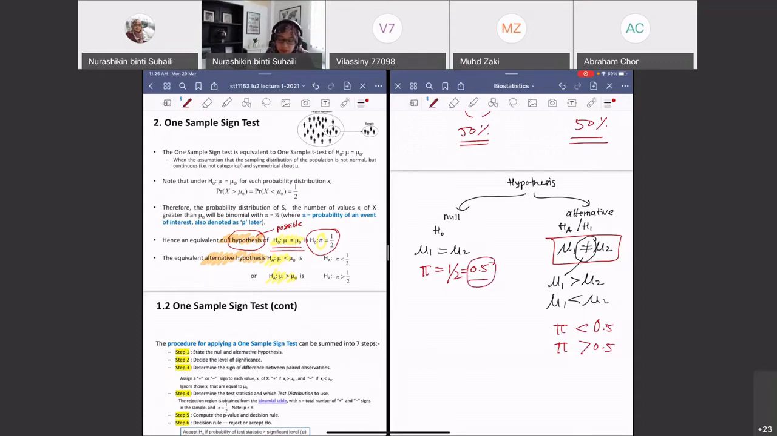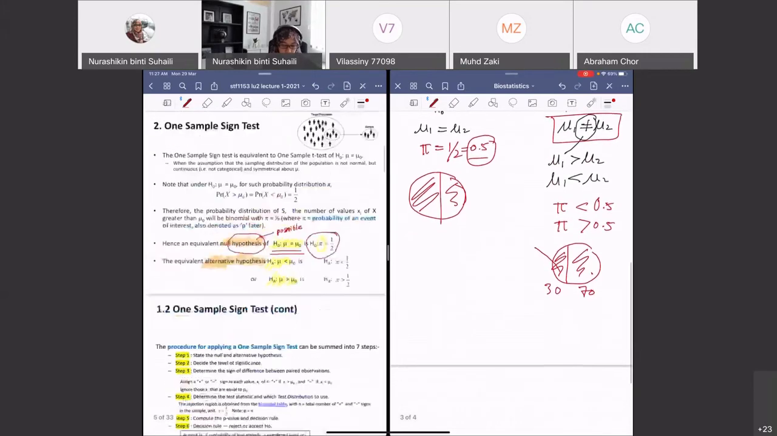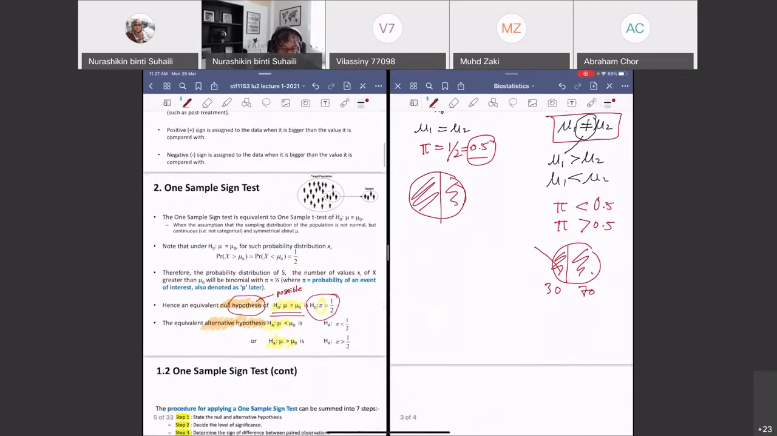So what is 0.5 here is like this one is divided into two, the probability of each of the event. Like in this one, it's not equal, so it can be maybe 30, maybe 70. So in this case, this part is less than 0.5, right? This one is more than 0.5. All right, so that is some introduction.